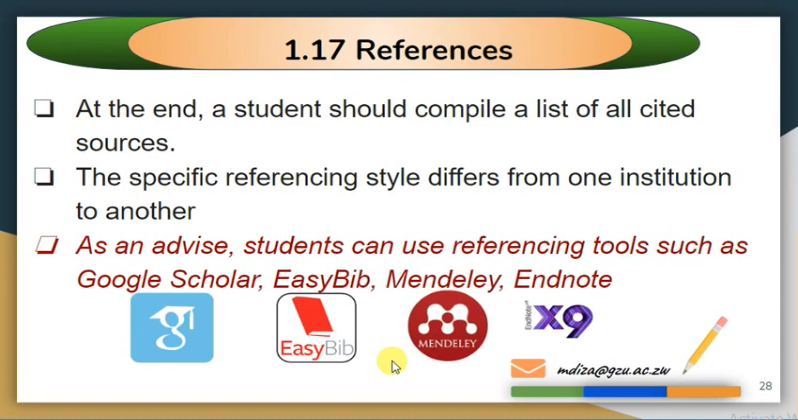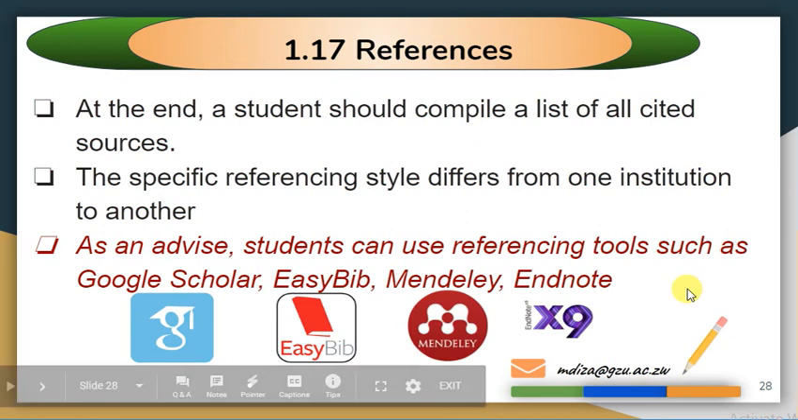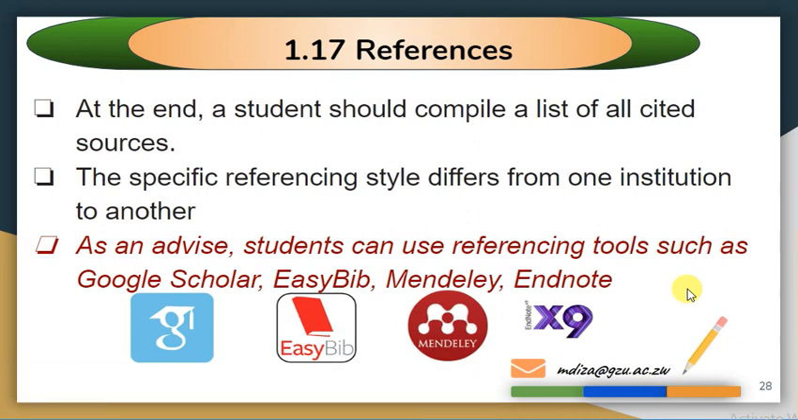References are also important. At the end, a student should compile a list of all cited sources. The specific referencing style differs from one institution to another, whether you are using the Harvard referencing style or the Chicago or the APA or the MLA. It's up to the department. As an advice, students can use referencing tools such as Google Scholar, EasyBib, Mendeley, and EndNote. So you can research on these, how these work. But my encouragement to students is please make use of these tools. They are helpful. They will make your life easier.